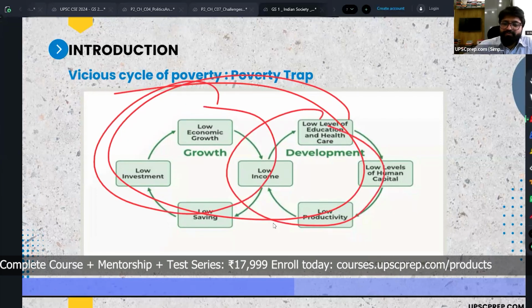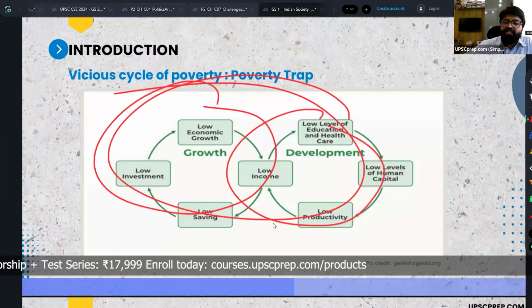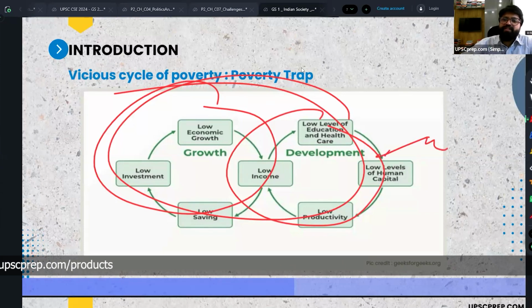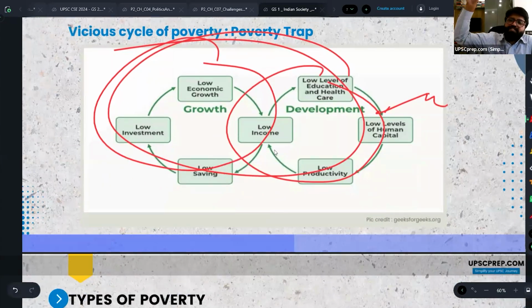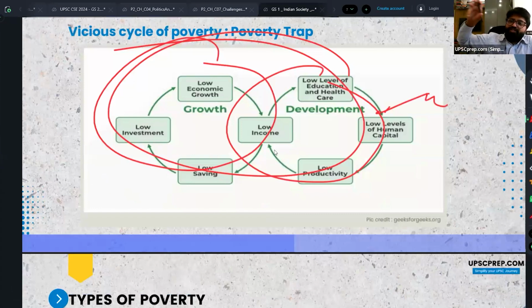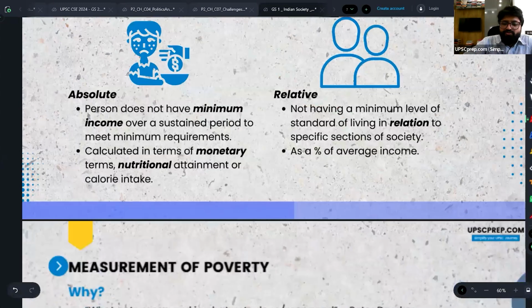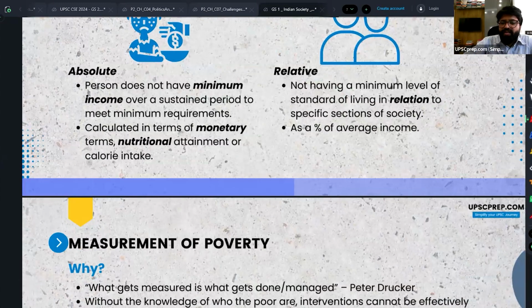So imagine, once you know about this kind of a vicious cycle, you just have to incorporate malnutrition. Imagine some kind of a diagram like that. In the corner of your answer, you make a small box and draw a diagram of the vicious cycle of poverty and malnutrition. So obviously there you're going to fetch that additional marks here and there, okay.